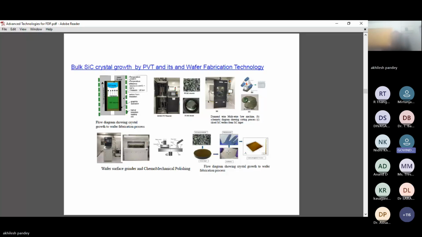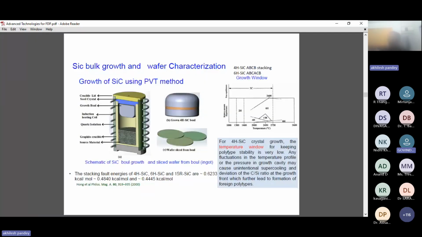Okay. Now, I've included one slide here. There is something wrong because the silicon carbide spelling is wrong here. Silicon carbide bulk growth and wafer characterization. In the bulk growth, as I told you, this is one of the diagrams which I have made.